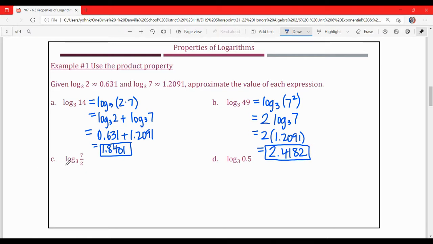Okay, if we look at letter C, log base 3 of 7 halves. So when I divide two things, the properties say that I subtract. So this becomes log base 3 of 7 minus log base 3 of 2. So I find log base 3 of 7 is 1.2091. Log base 3 of 2 is 0.631. And if I subtract those, I get 0.5781.